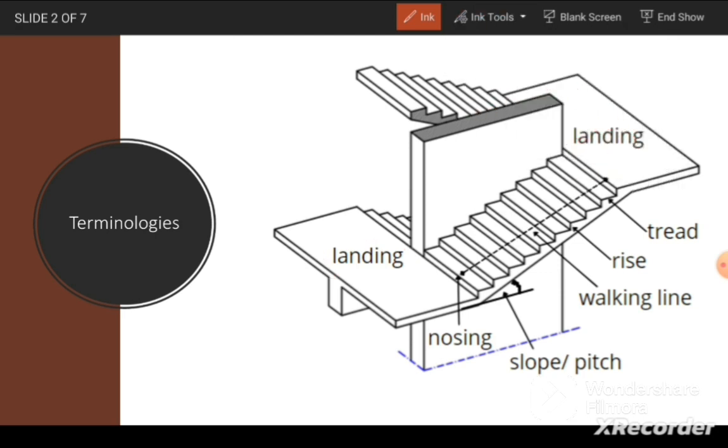Here, if we join the nosing points, it will be termed as walking line or line of nosing. The next term is slope or pitch of the stair. This is the slope of the flight or slope of the stair slab. We can also term the slope of this walking line as the pitch or slope of the stair. So these are some terminologies which are used when designing the staircase.